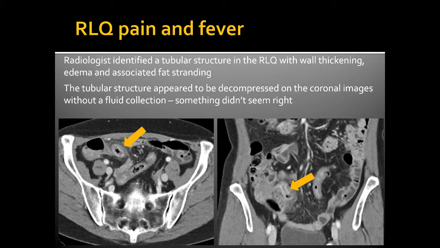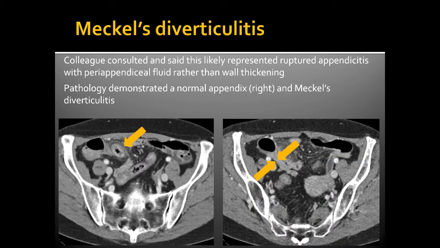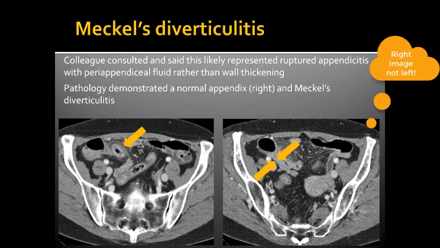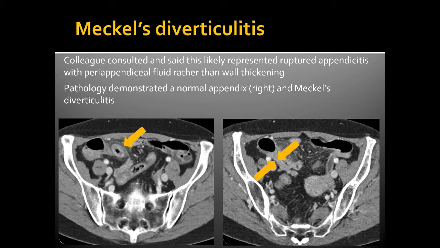He asked a colleague. The colleague looked at the exam and said that he thought the wall thickening was actually peritoneal fluid, and this was likely a perforated appendicitis. The patient went to surgery, and pathology demonstrated a normal appendix, shown on the left-sided image, and a Meckel's diverticulum. The point here is that even though double reads and consulting colleagues can reduce diagnostic errors, it will not completely eliminate diagnostic errors.